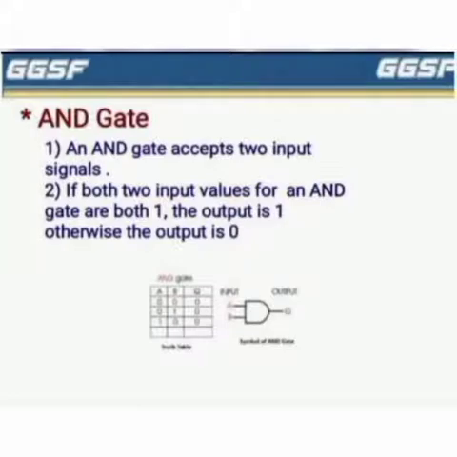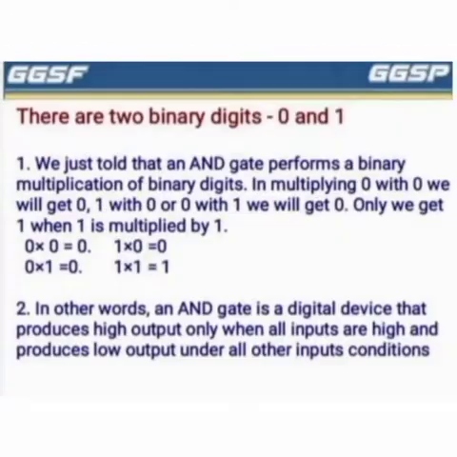An AND gate accepts two input signals. If both input values for an AND gate are 1, the output is 1, otherwise the output is 0. Now see a truth table of AND gate and symbol of AND gate. There are two binary digits 0 and 1. We just told that an AND gate performs a binary multiplication of binary digits. In multiplying 0 with 0, we will get 0; 1 with 0 or 0 with 1 we will get 0. Only we get 1 when 1 is multiplied by 1.